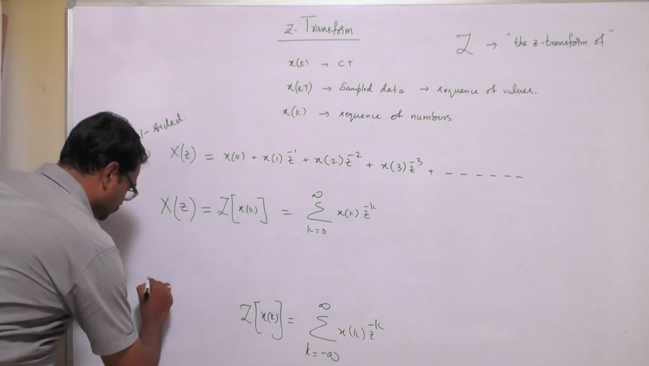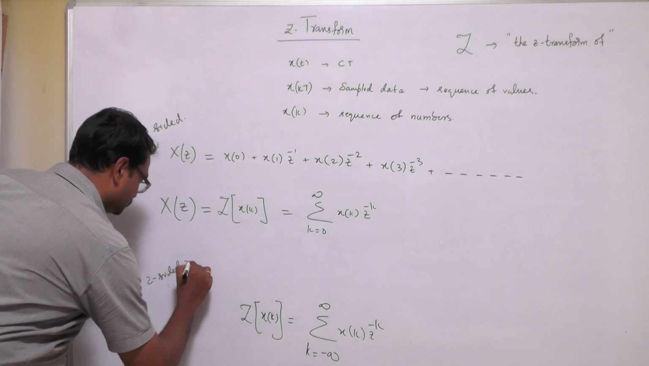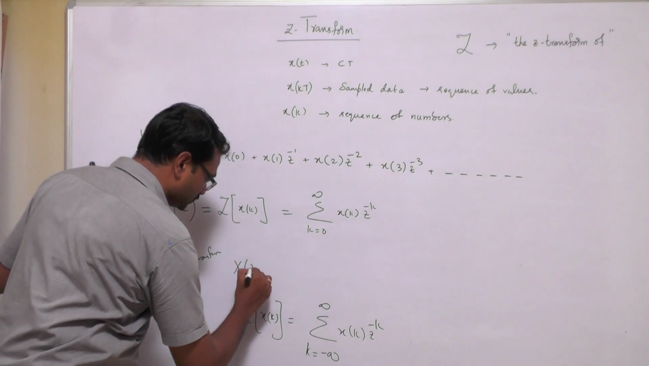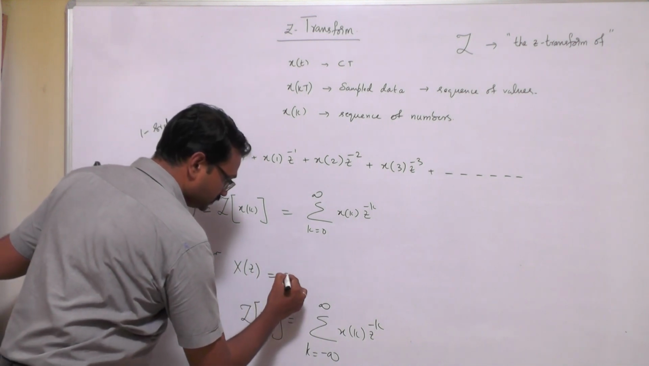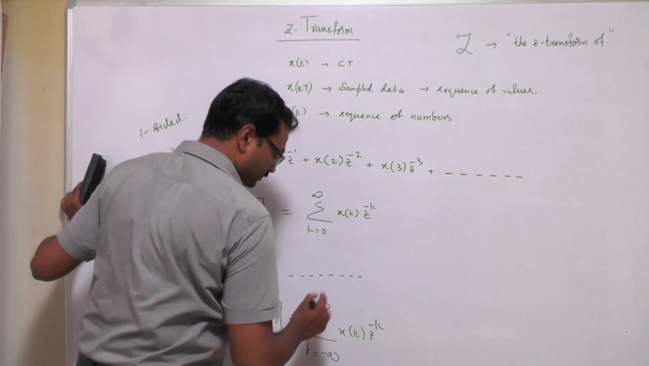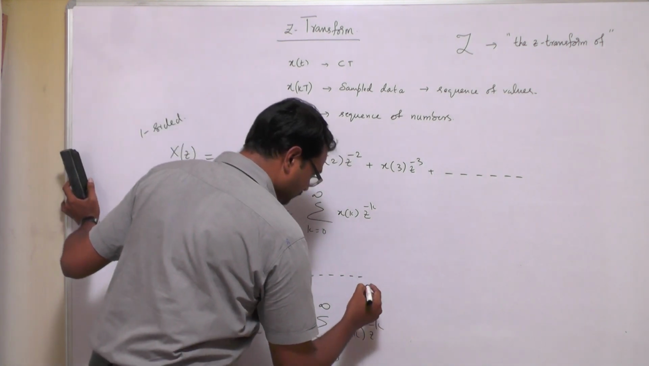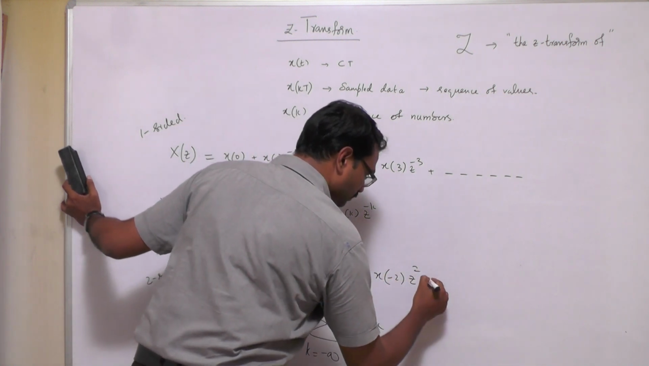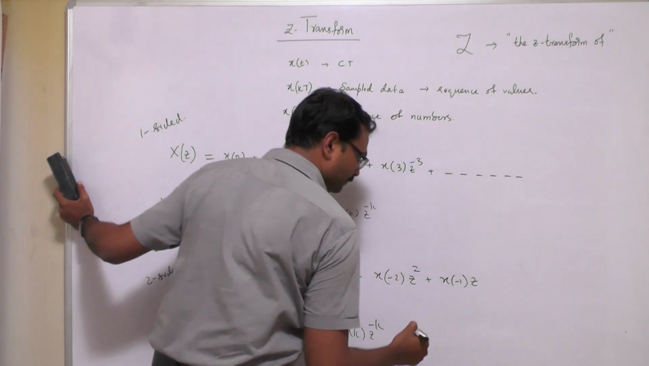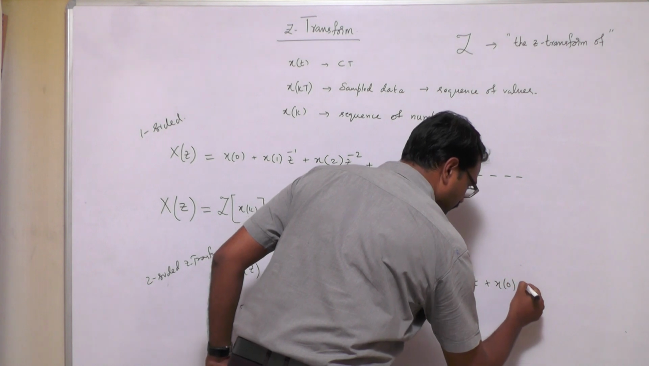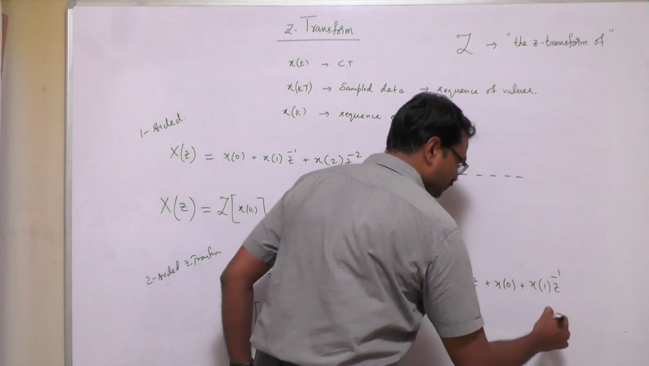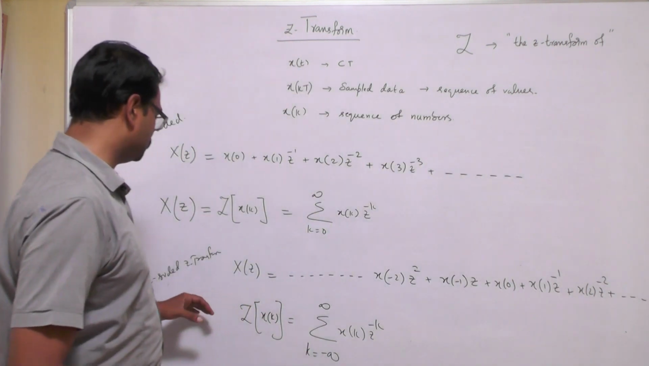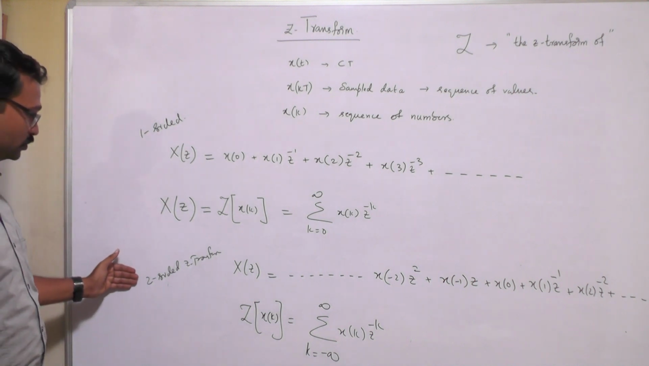Now when I go for a two-sided Z transform, what do we get? X of Z is equal to the sum from minus infinity. I am getting it here as, for example, x of minus 2 z square plus x of minus 1 z plus x of 0 plus x of 1 z power minus 1 plus x of 2 z power minus 2 plus so on.